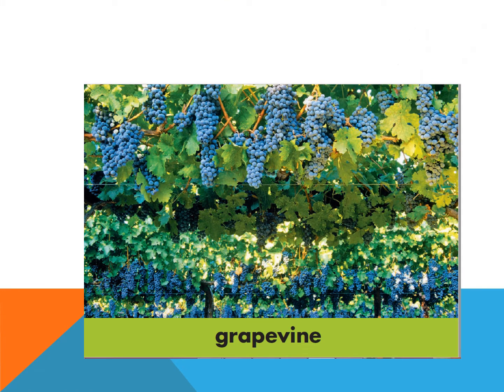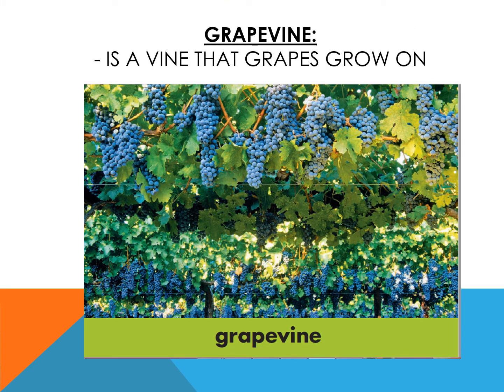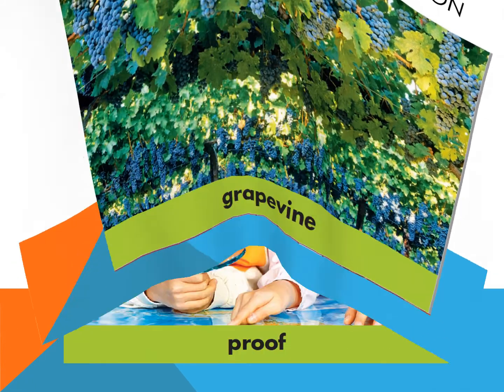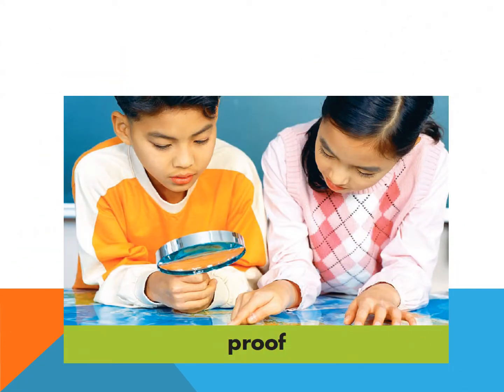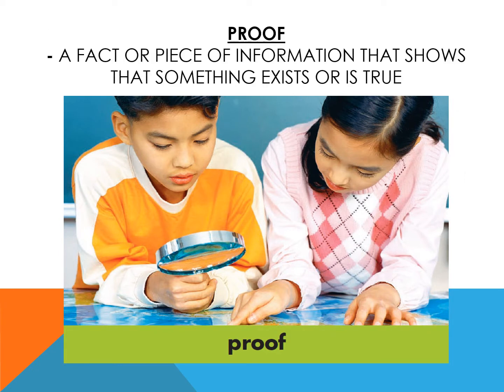Grapevine. Grapevine is a vine that grapes grow on. Say the word again. Grapevine. Proof. A fact or piece of information that shows that something exists or is true. Proof. Repeat the word. Proof.